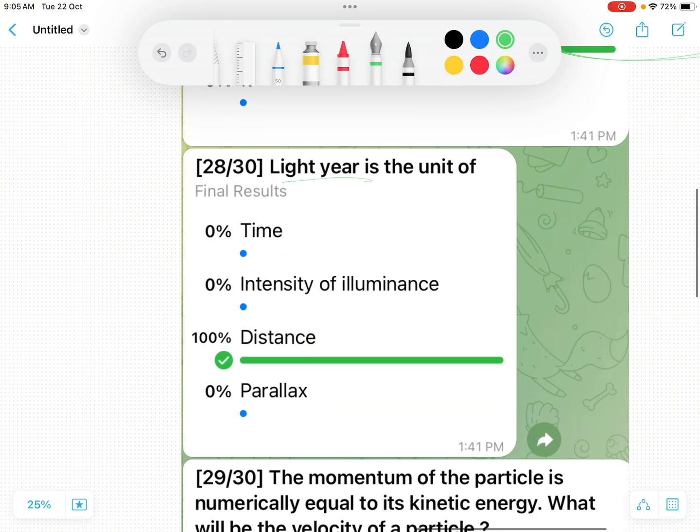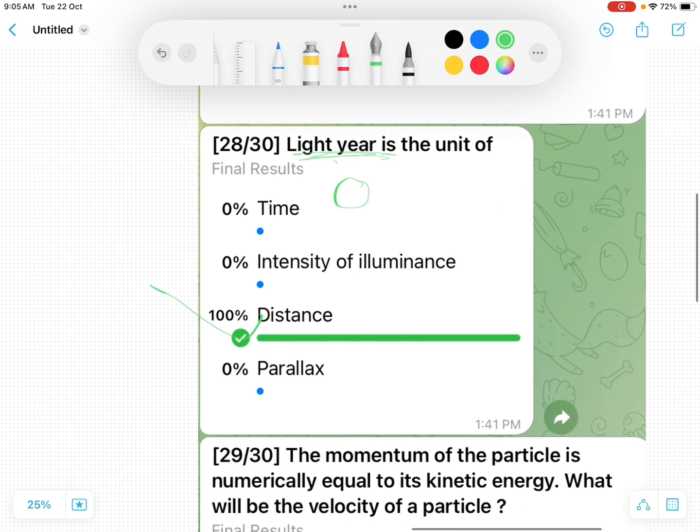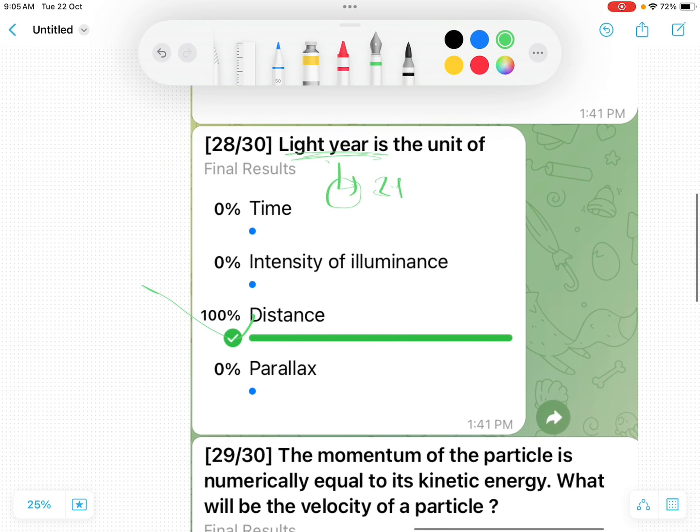A light year is a unit of distance for measuring cosmic distances, the distance from one planet to another, or from one solar system to another, or from one universe to another. We use the term light years. So 1 light year equals how much? About 9.5 into 10 to the power, I forget the actual power, 14 or something, kilometers, or meters. This is 1 light year.